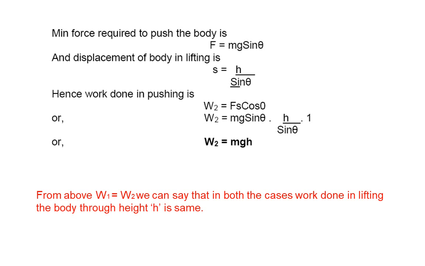So the work done will be equal to force into displacement: mg sin theta into h by sine theta into the cos of the angle, and the angle between the force and the displacement is 0. So cos 0 will be 1, and you get the work done equal to mgh. So the work done by directly uplifting the object and through the inclined plane both have the same value, and you can see that it doesn't depend upon the path followed, it only depends upon the initial and final points.